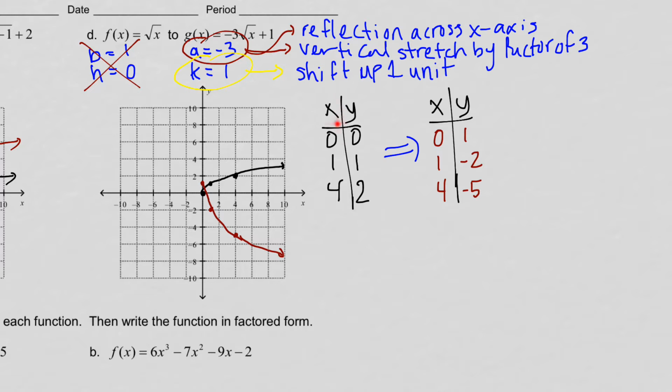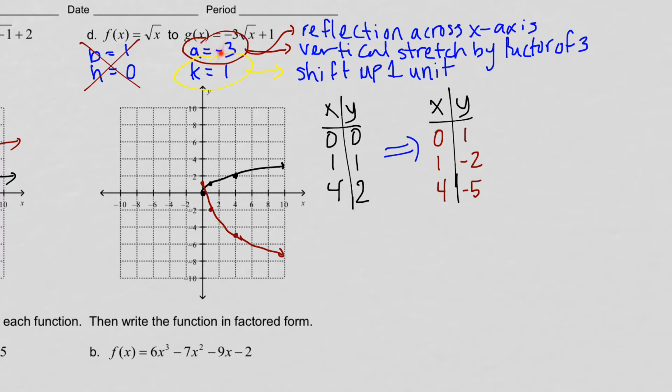Using those two and the parent function table that I gave you guys, I made the transformation. All I had to do was leave the x values the same because there's nothing with B, nothing with H, but change the y values by multiplying by -3 and then adding 1, right? 0 times -3 plus 1 gives me 1. 1 times -3 is -3 plus 1 gives me -2. 2 times -3 is -6 plus 1 gives me -5. So I plotted those points, and that's this graph, and this is the original. And then I did my description.